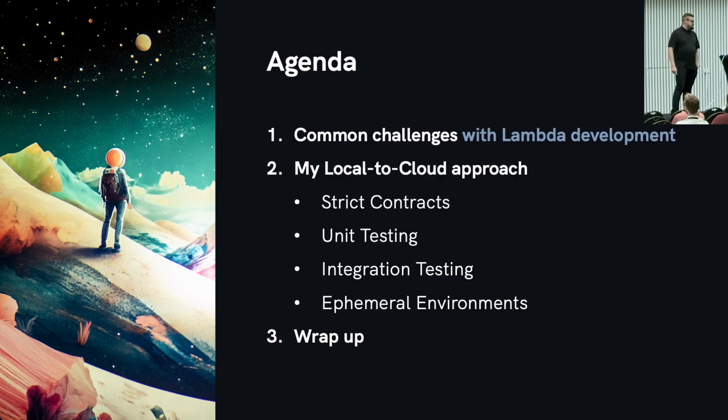And the agenda for today is that first I'm going to describe some of the common challenges that people seem to face with Lambda development, and at least I have faced back in the day. And then I'm going to describe my local to cloud approach. That isn't any kind of official term that I have coined. It's just something I happen to call it. So local to cloud approach, which basically can describe anything that you're doing with cloud, because usually that starts locally. But it sort of consists of strict contracts, unit testing, integration testing, and ephemeral environments. And then we're going to wrap this thing up.